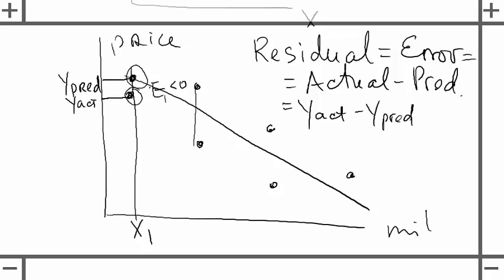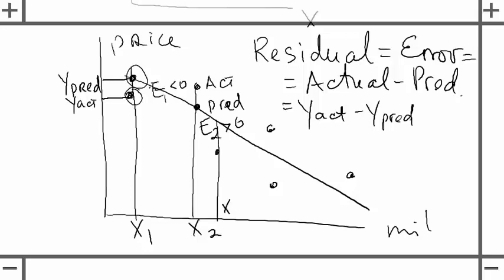So this is my second car right here. Let me erase this point and put it right here. This is the actual, and this point on the line is predicted. Again, I didn't guess correctly. There was an error between what really happened and what my model said would happen. In this case, actual minus predicted, actual is higher, and error number 2 is positive.